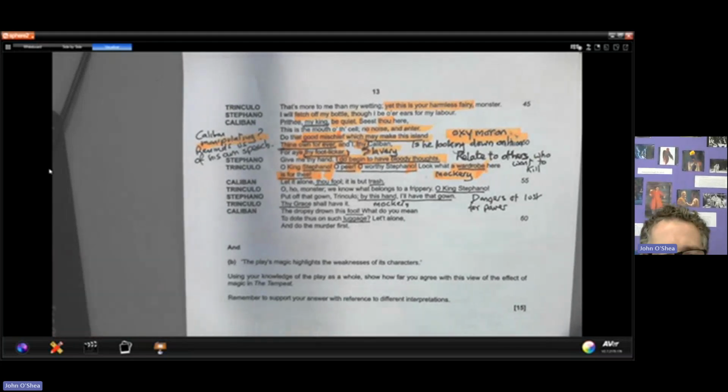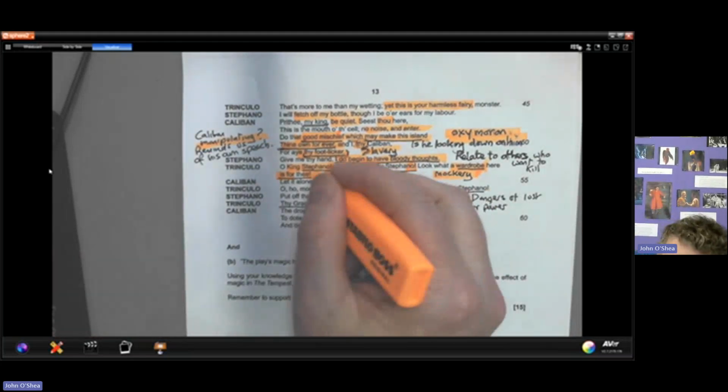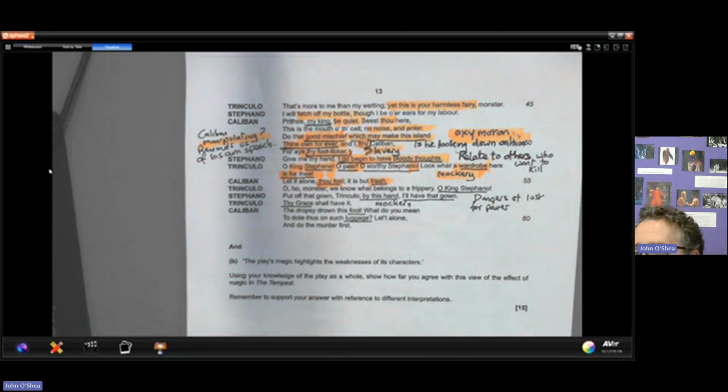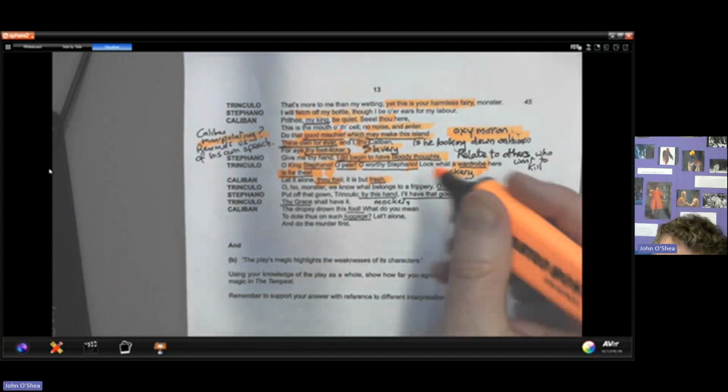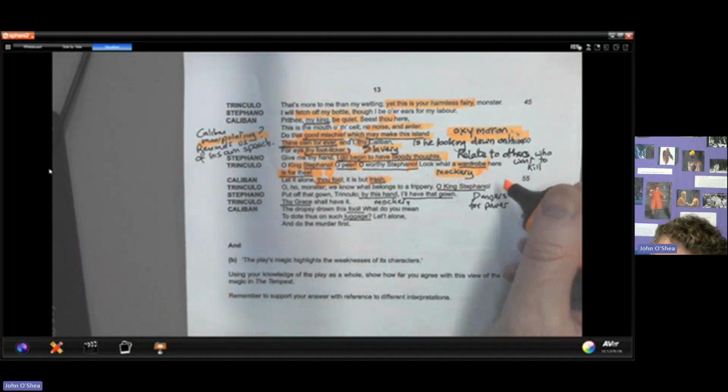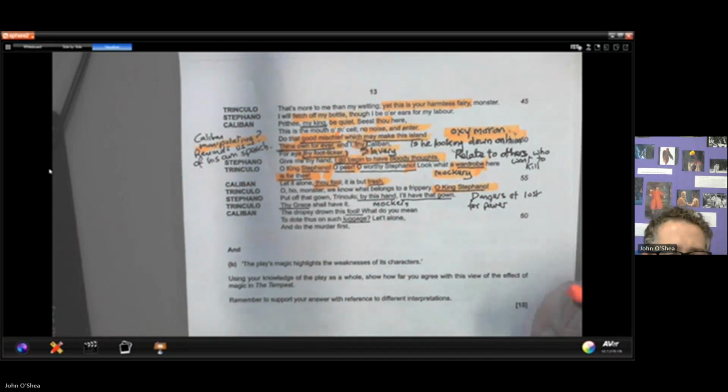They're going to achieve their aim. But Caliban sees through it. "Thou fool. 'Tis but trash." The Americanism perhaps was once an English word that went across the ocean. Caliban sees these powerful garments for what they really are. They're just trash. The lust for power, perhaps it's starting to dawn on him. This doesn't matter. "Oh, monster, we know what belongs to a frippery. Oh, King Stefano." They're overwhelmed with the idea of power.